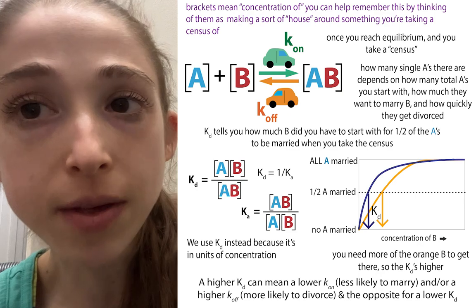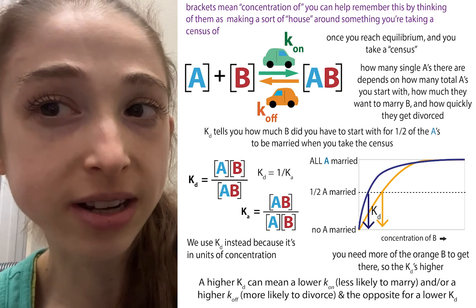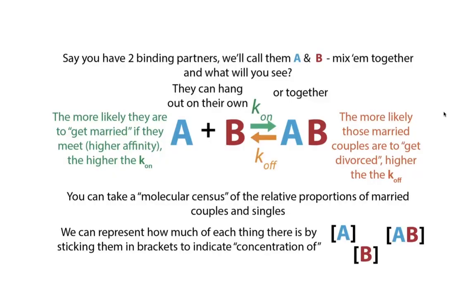We'll get into all of the math, but first let's think about it a little intuitively. Let's talk about taking a molecular census. We're going to take these two binding partners, we'll call them A and B, mix them together, let them get married, that is bind, and divorce, that is unbind. And then we'll go and see how much of them are married and how much of them are single.